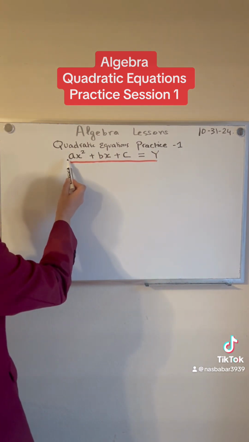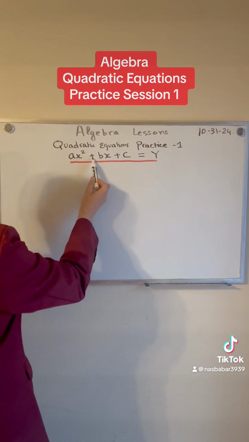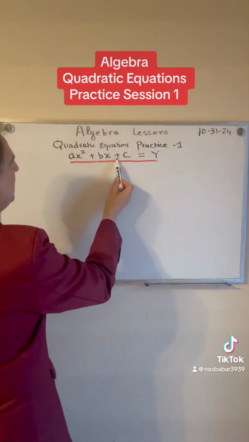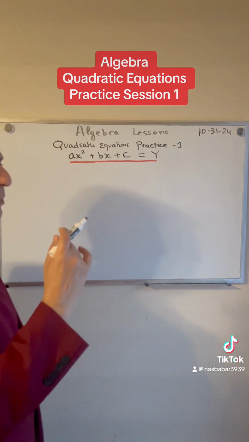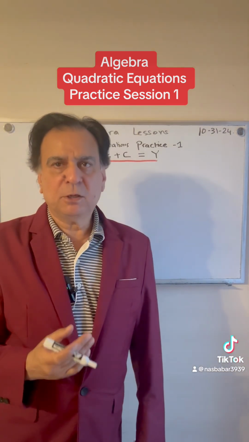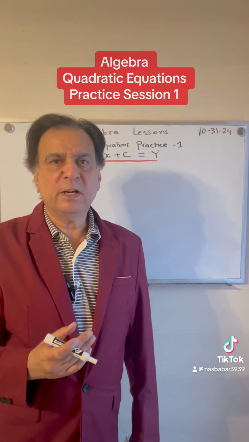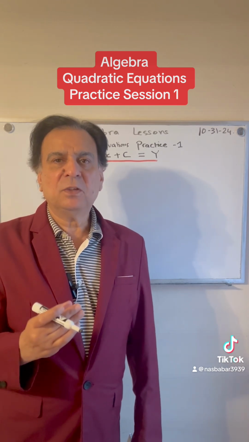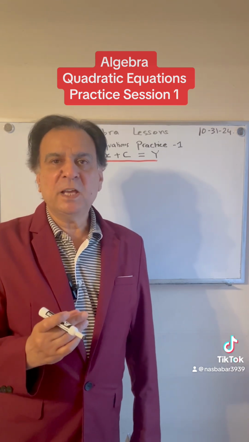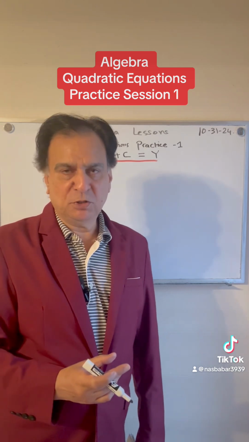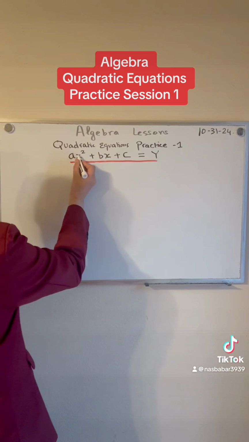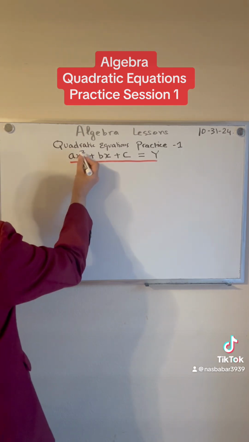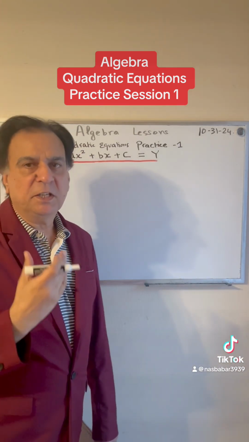This is the quadratic equation ax square plus bx plus c equal to y. If somebody asks you what a quadratic equation is, you can tell them it is an equation which is a second degree equation. What do I mean by that? The exponent for x, which is square, tells you what the degree is.